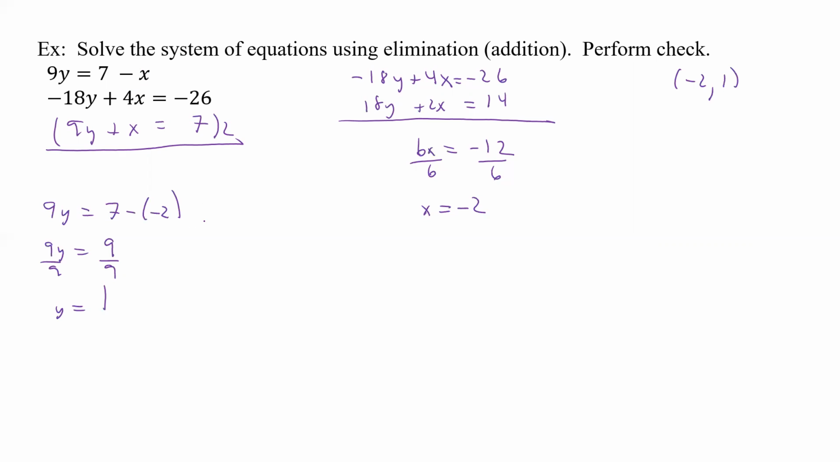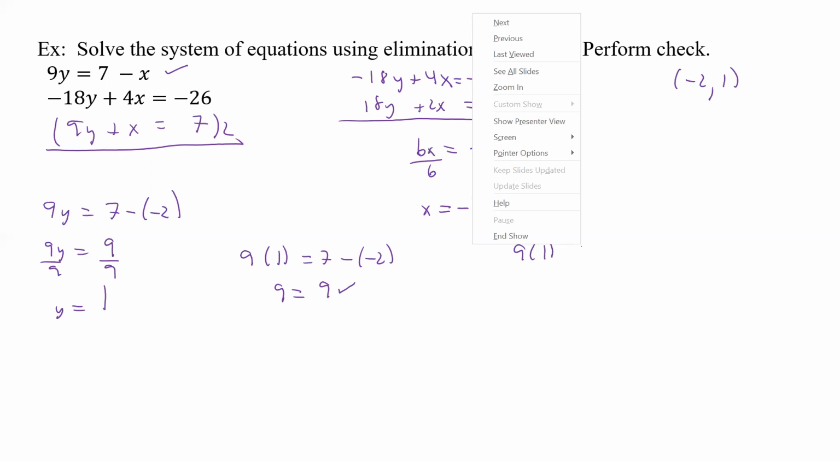But now I have to check and verify it. So 9 times 1 equals 7 minus a minus 2. 9 equals, and that's 7 plus 2 is 9. So yes, it works there. What about the other one? Well, I'm on the wrong one here.